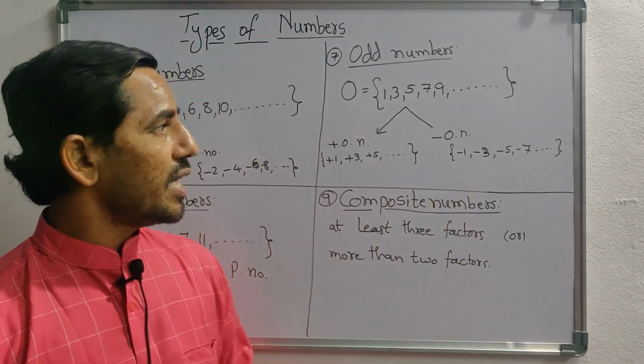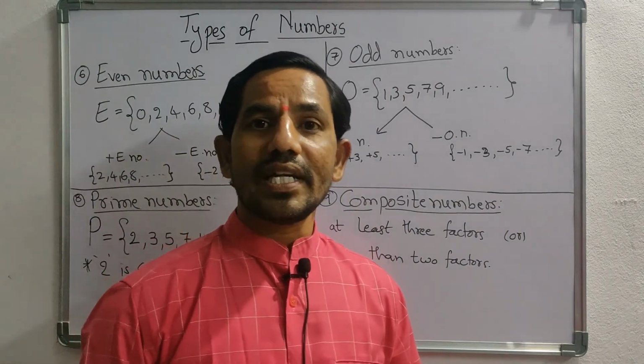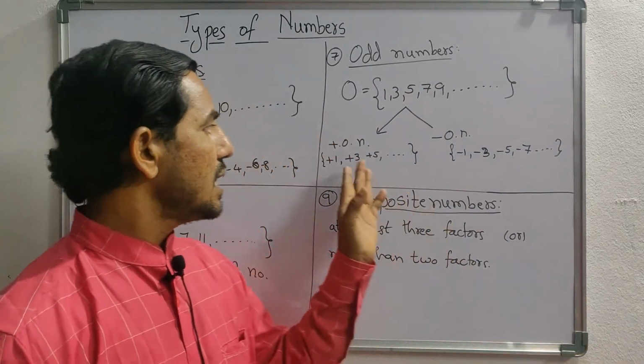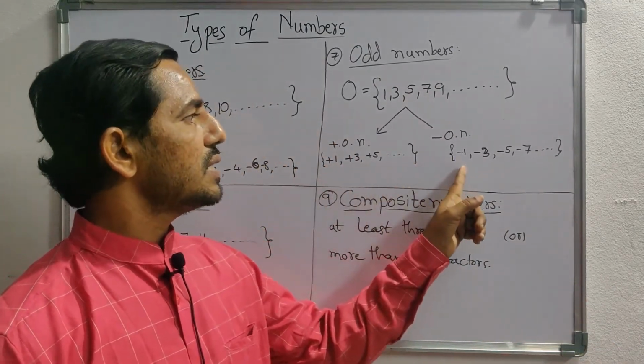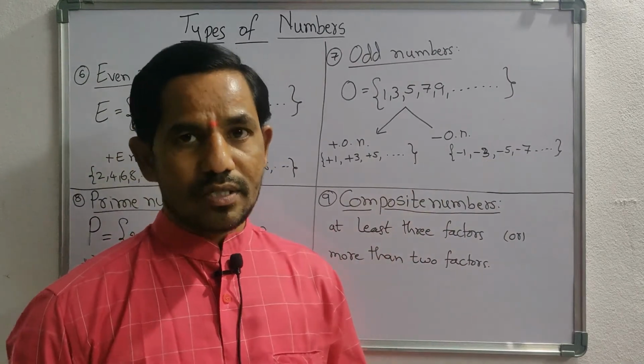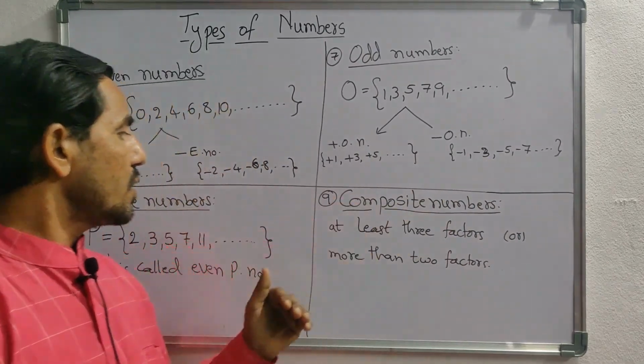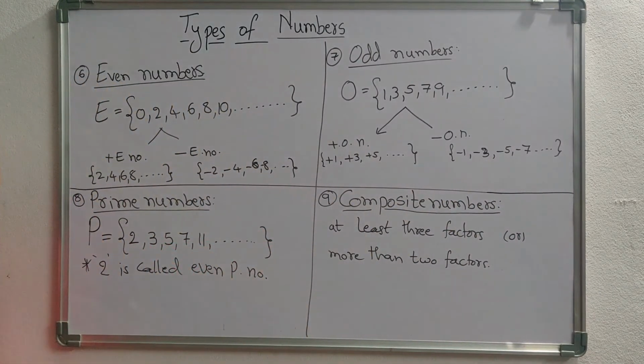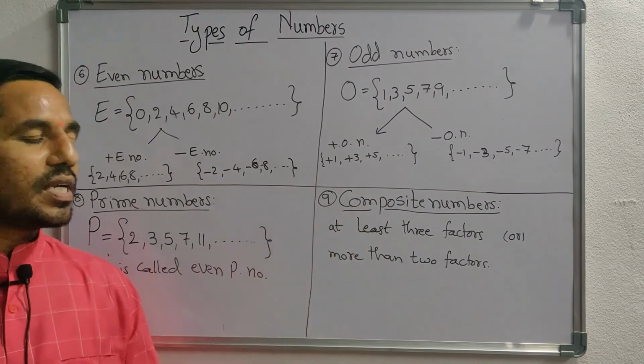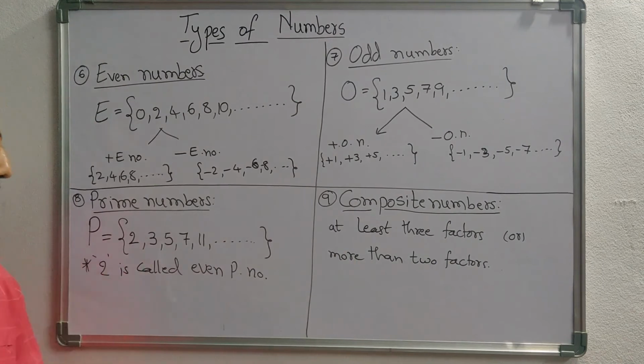Negative odd numbers: -1, -3, -5, -7, and so on. So these are the positive odd numbers, and these are the negative odd numbers. Next, come to the prime numbers. Prime numbers are very important, and composite numbers are also very important.